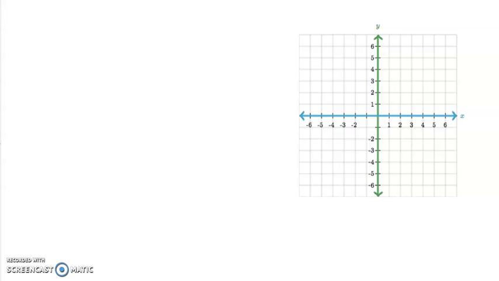The first decision we have to make is whether we're using a solid line or a dotted line. We're going to use a solid line if we have greater than or equal to or less than or equal to. We're going to use a dotted line if we have greater than or less than. So here, if we have this equals sign underneath our greater than or less than, we're using a solid line. Otherwise, it'll be dotted.